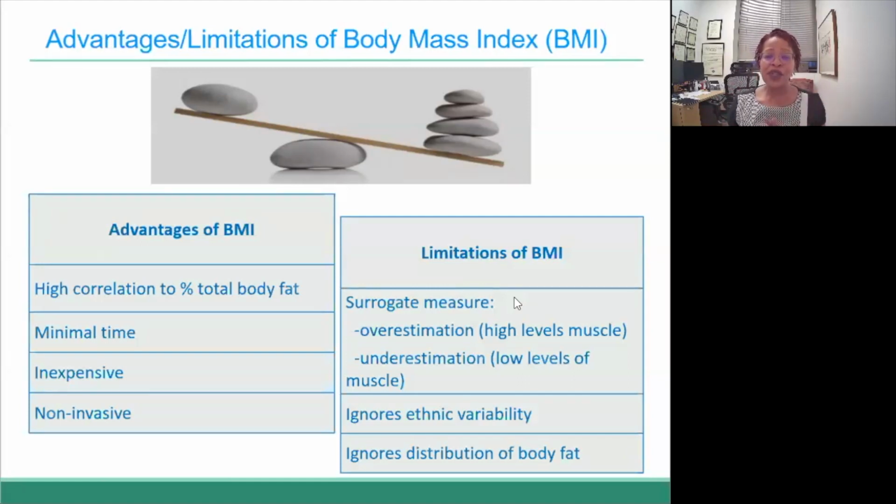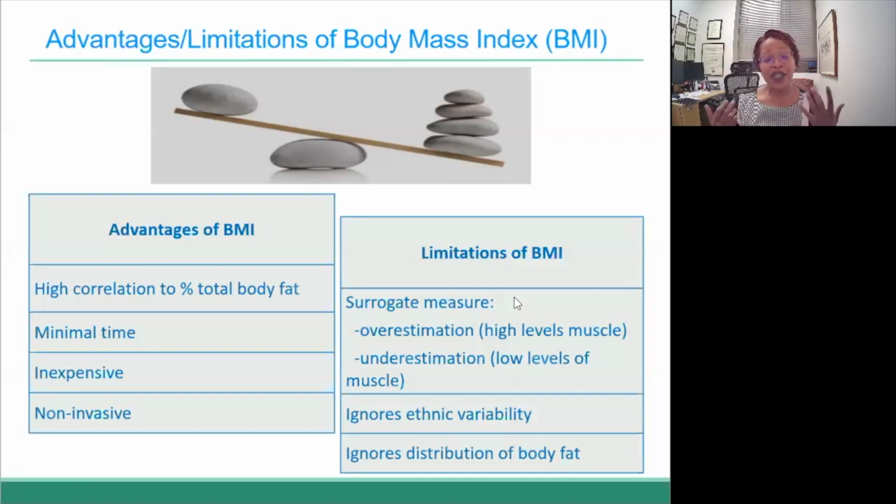But also it ignores ethnic variability. So even though we have these cutoffs for BMI and who has greater risk, what we know is that certain populations, certain ethnicities, they actually develop a lot of these issues like the heart disease, diabetes at much lower BMI levels. And lastly, it ignores the distribution of body fat.